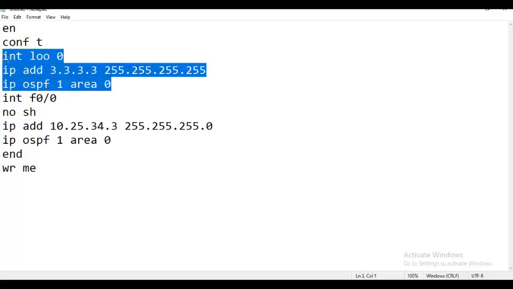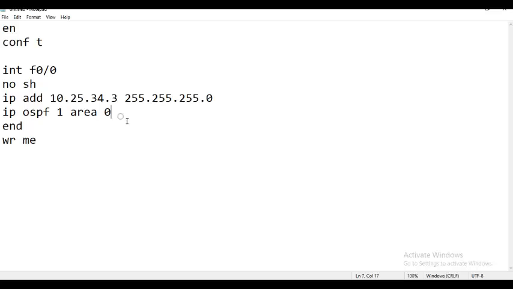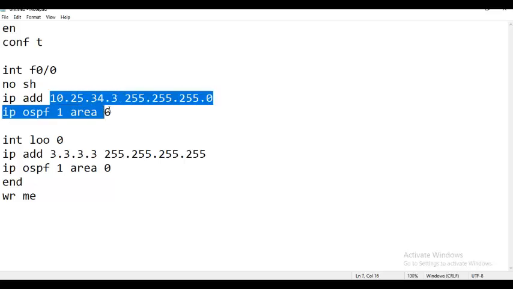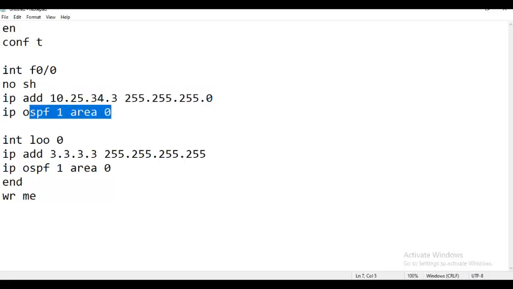Not only for OSPF, even for BGP, MPLS, or any protocol which uses a router ID and picks it dynamically, you should remember to configure the loopback interface first.